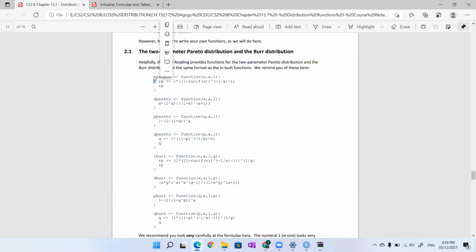R Pareto, you won't be able to basically verify it. So ये तो याद ही रख लो ऐसा ही है. You do not have to apply your brains here. D Pareto you can verify, P Pareto you can verify, Q Pareto you can verify, R Burr you can't. Same D Burr, P Burr and Q Burr you can verify, right? So basically remember, verify it, okay? Try kar lo khud and see that formula comes out as expected.